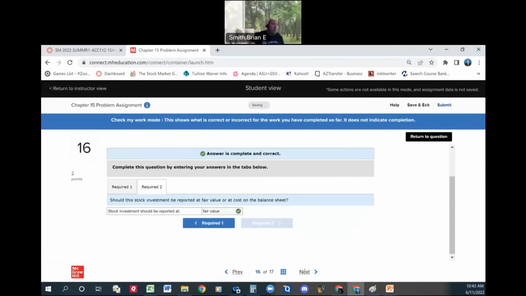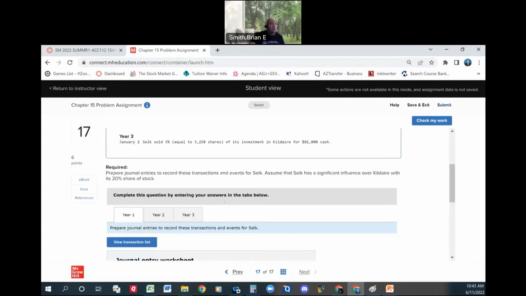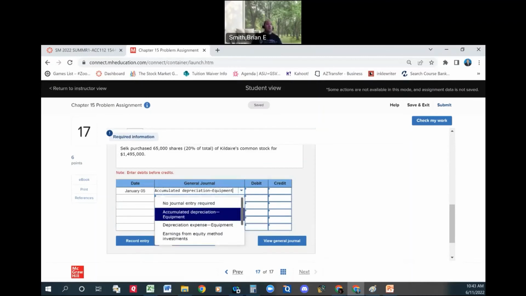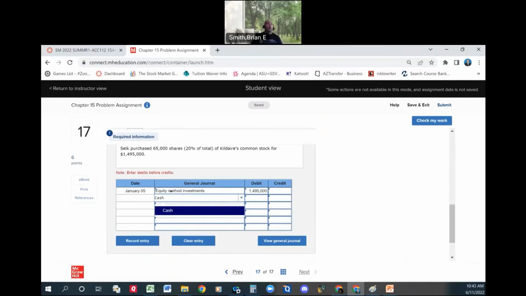And our last problem, we are going to be dealing with long-term investment. And, oh, look, it's 20%. So we're going to be dealing with the equity method. So we purchased 65,000 shares for 1.4, a lot of money. So we're going to go equity method investments for 1,495,000 and cash.